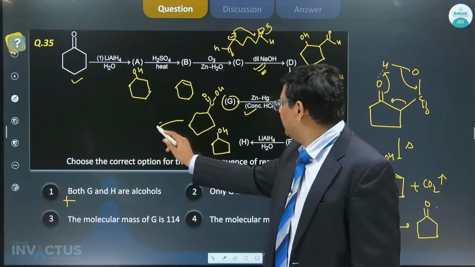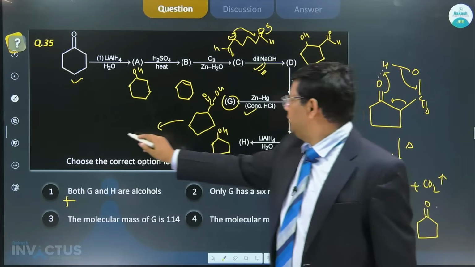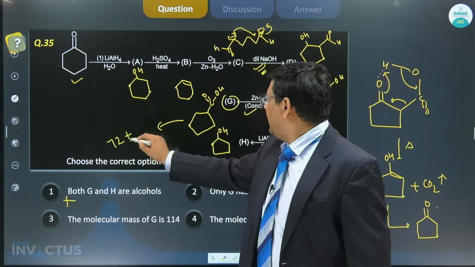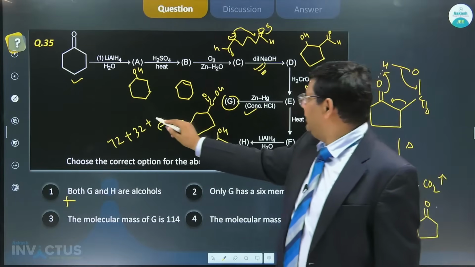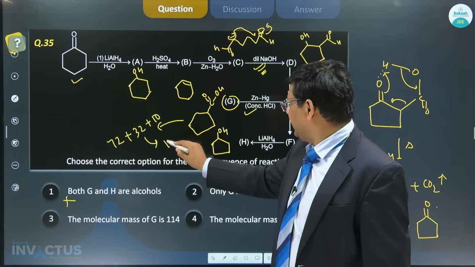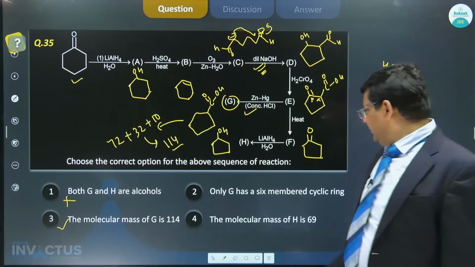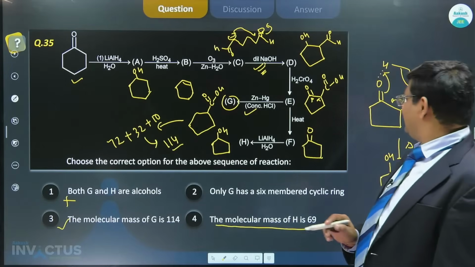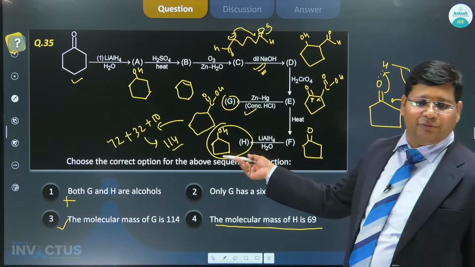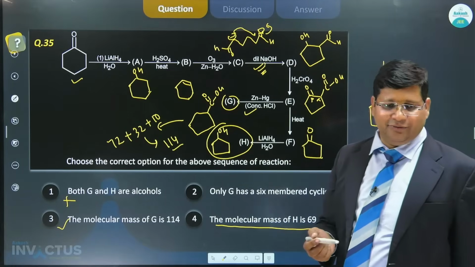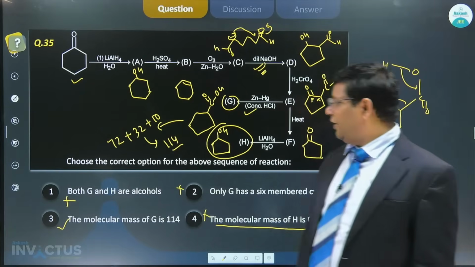So let me check the molecular mass. So the molecular mass of this is 6 carbon. So now 72 plus 32 plus 10. Yes, this is correct, 114. So now this is correct. Right? But the molecular mass of H is 69, H is this, which is not a molecular mass because there are 5 carbon and 1 oxygen, right? It can't be 69. The only possibility is this. So now we got this.